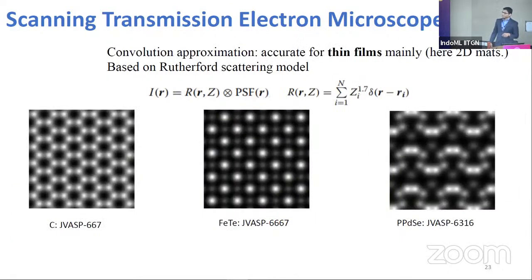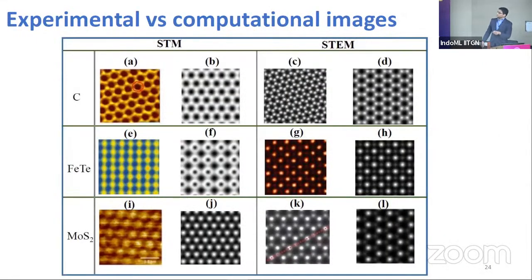We also have STEM, scanning transmission electron microscopy. It's based on the Rutherford scattering model, and it's based on the atomic number. So if you shoot a material with a beam, the intensity of scattering depends on the atomic number of the material, right? So based on that, you can generate the images. This is the comparison of experimental as well as theoretical STM and STEM images. It's almost indistinguishable, right? These are experimental, these are the simulated images.